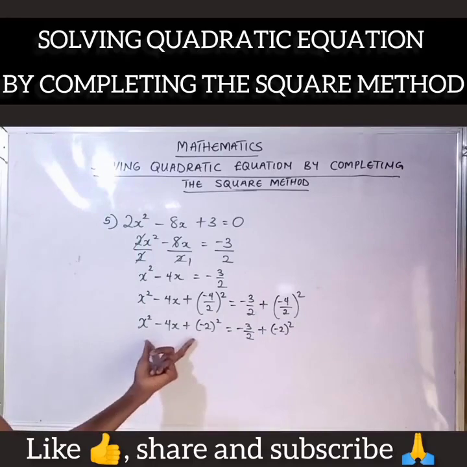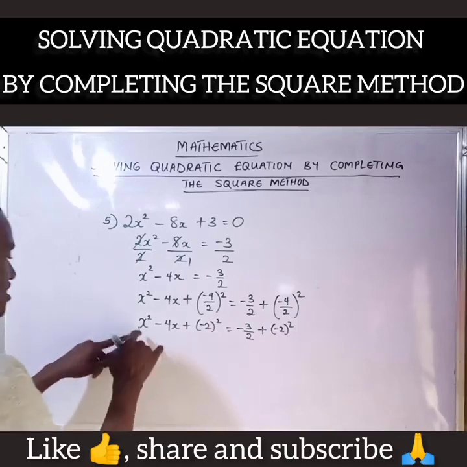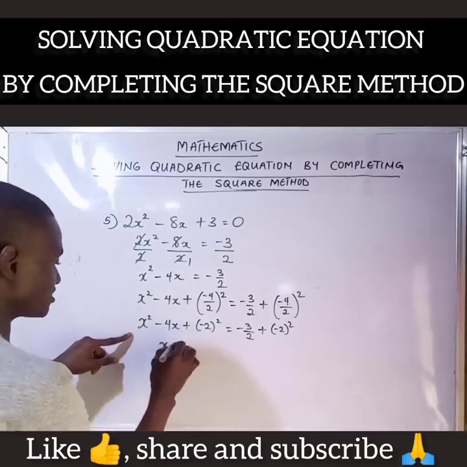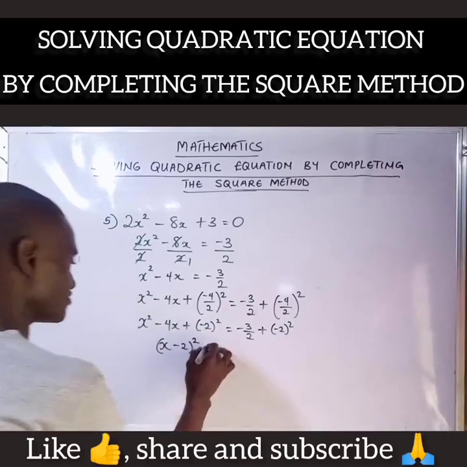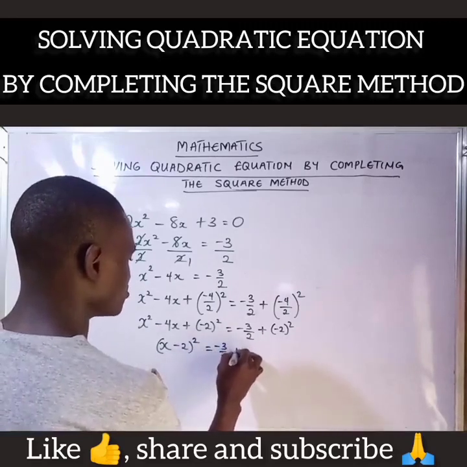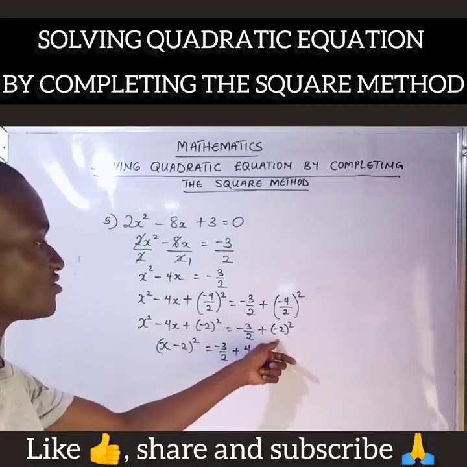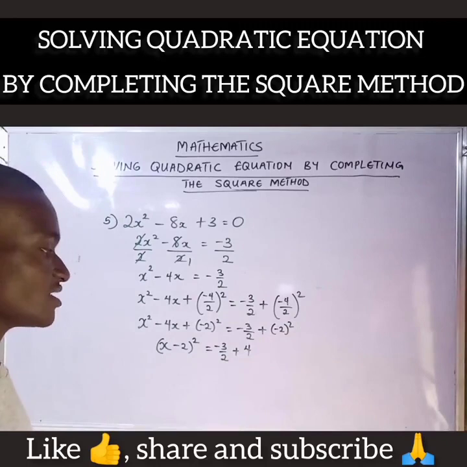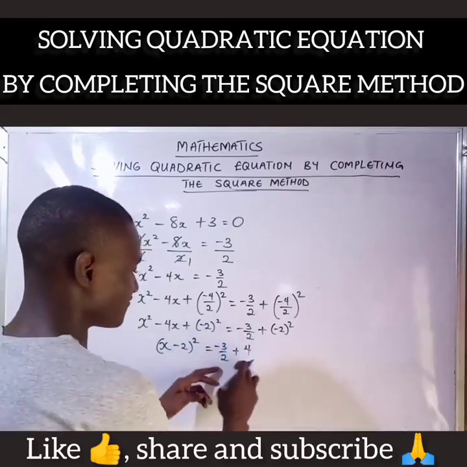Now, I want to factorize this. To factorize this, I don't need to stress myself, just as I've told you at question 1 and question 2. I will just pick x, pick this minus 2 in the bracket and square it. Then for this side, I will then simplify. I have negative 3 over 2 plus 4. Where is the 4 coming from? This is minus 2 squared. And minus 2 times minus 2 will give you a positive 4. So I have this. Now, all I have to do now is to ensure I simplify this area.